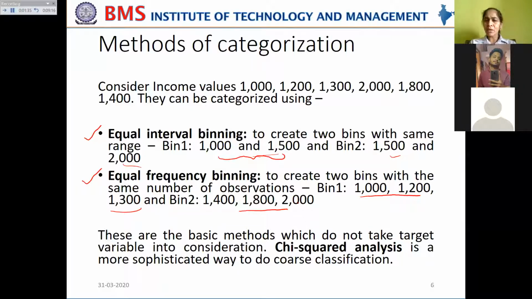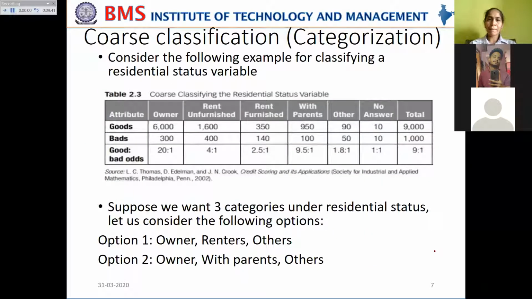These are all basic methods which do not take the target variable into consideration. Means they do not take into account whether he is a churn customer or not, or whether he will be a defaulter or not. That target variable is not taken into consideration. So we have to use some in-depth techniques like chi-squared analysis. This chi-squared analysis is a more sophisticated way to do this coarse classification.